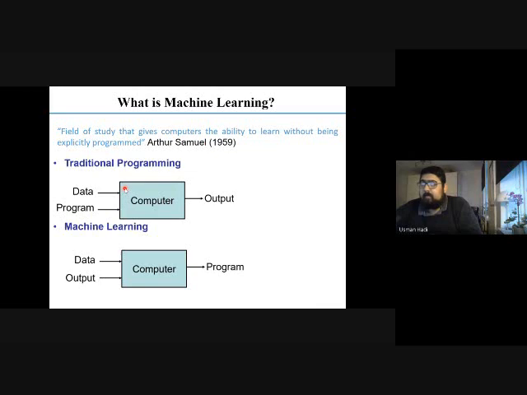So I just put here the very simple definition that it is a field of study that gives the computer or machine the ability to learn without being explicitly programmed. You can compare here traditional programming with machine learning. The difference is at the output and the program. You have the same mechanism, but instead of having a program here in traditional, you have an output, and then you train it, and then you have a program that does the system as an output.